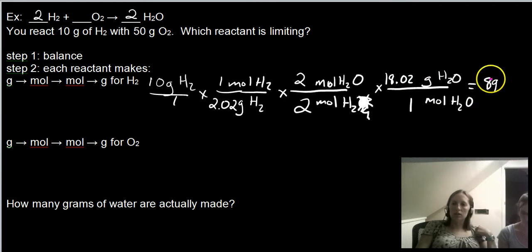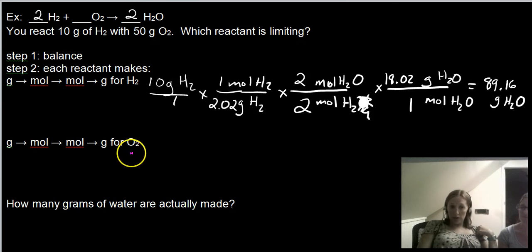89.16 grams of water. Now, here's something I noticed. If you mix 10 grams of hydrogen with 50 grams of oxygen, can you get out 89 grams of water? No. The law of conservation of mass says that we better be getting out something more like 60 grams of something, because you can't have more. It's too much. Right, so that's that one.